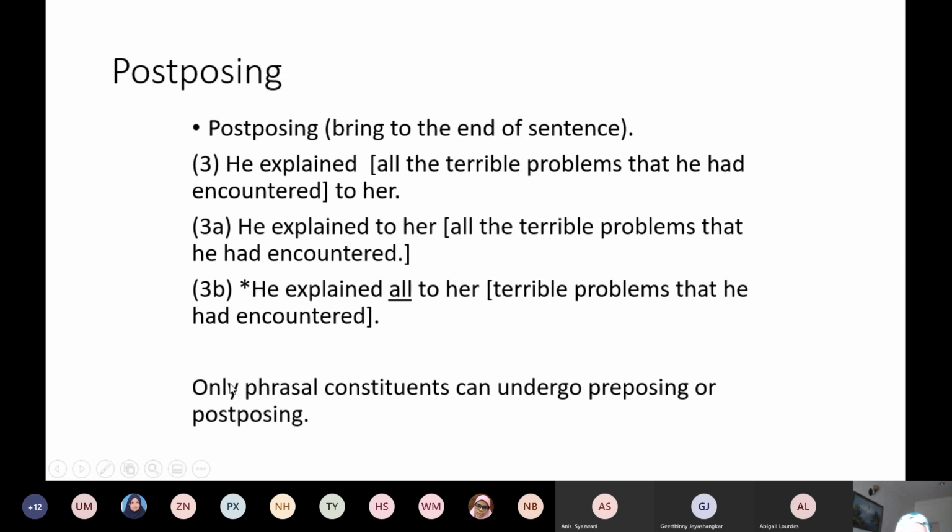So for postposing, only phrasal constituents can undergo postposing, and only phrasal constituents can undergo preposing. So you have to move everything. It's like a train lah. If you want to take a carriage, you have to take the whole carriage. You cannot take part of it. Like that.